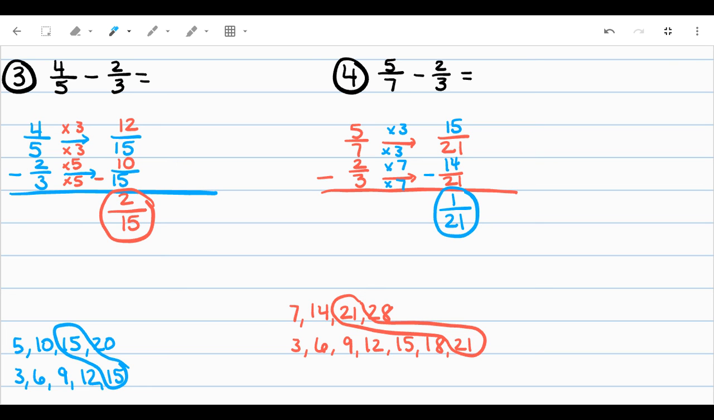So remember, when we're adding or subtracting fractions, we always want to find our least common denominator by finding our least common multiple. Make both of our fractions have the same denominator, and then add and subtract our fractions by keeping our denominator the same, then adding and subtracting our numerators. I hope this helps you guys.